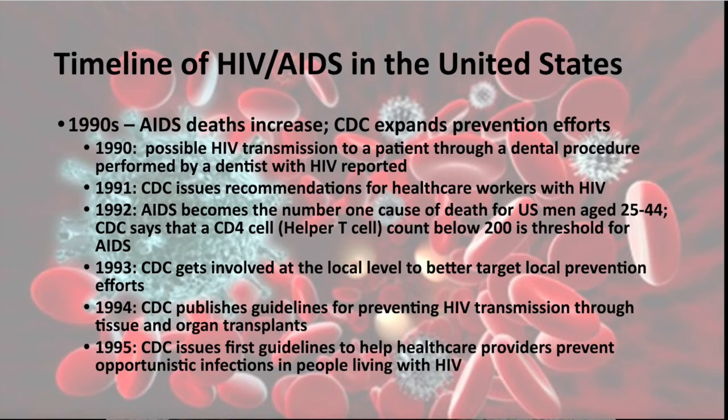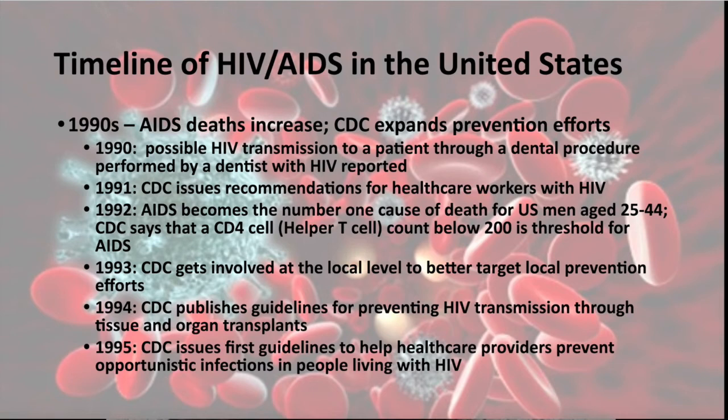In 1990, there was a case that shows possible HIV transmission to a patient through a dental procedure performed by a dentist with HIV. So that was reported in 1990, where the dentist was HIV positive, working in the mouth on the teeth of a person, cut themselves, and then that blood got in through the mucous membranes of the mouth of the patient and spread that way. In 1991, the CDC is issuing recommendations for healthcare workers with HIV to keep them from spreading it to patients.